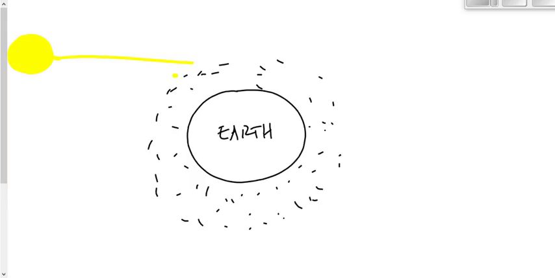So what we would see is red light bending right here. We would see green bending more, blue, indigo, violet bending more. So it would end up looking something like this with a bunch of colors in between.